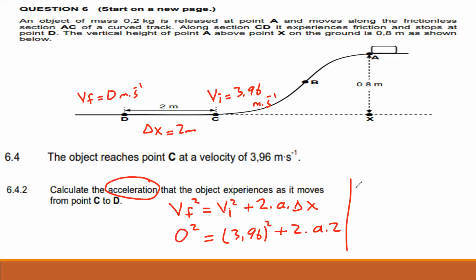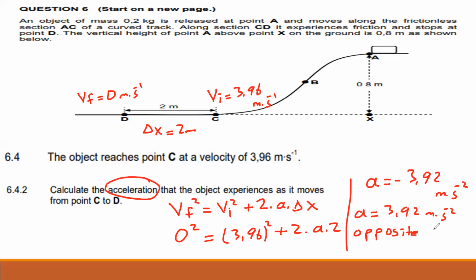And when you calculate, you are getting acceleration equals negative 3,92 meters per second squared. This negative showing you direction, people. You can say acceleration equals 3,92 meters per second squared, and then opposite to the direction of motion.